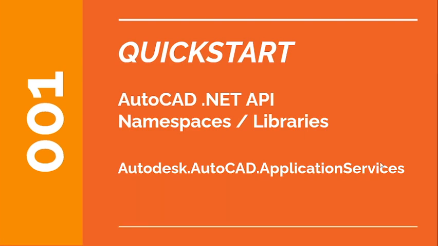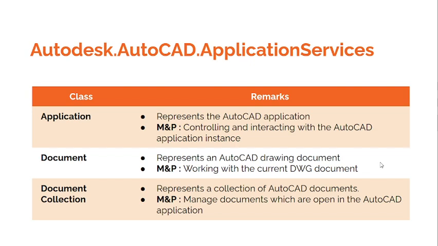Hi. In this quick start video, we'll look at one of the important namespaces included in the .NET API for AutoCAD. So the .NET API contains various namespaces, and one of the most important ones is the Autodesk.AutoCAD.ApplicationServices namespace because it contains classes and interfaces that provide us access to the AutoCAD application and its resources. And within this namespace, we have three important classes.